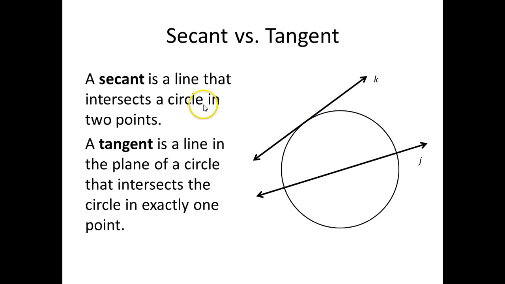A secant line, notice we don't say that at all. The reason is because the only way for a line to intersect the circle in 2 points is for it to be in the plane of the circle. There's no way for a line to not be in the plane of a circle, but at the same time intersect the circle in 2 points. It's impossible.